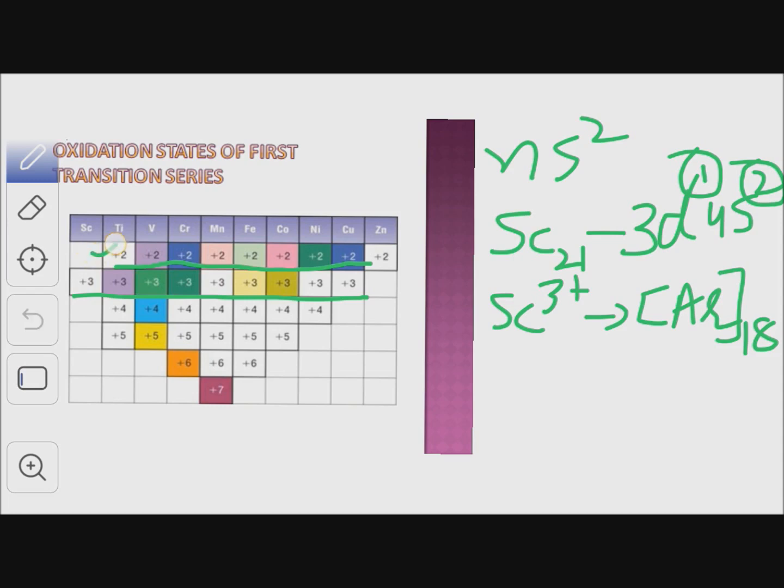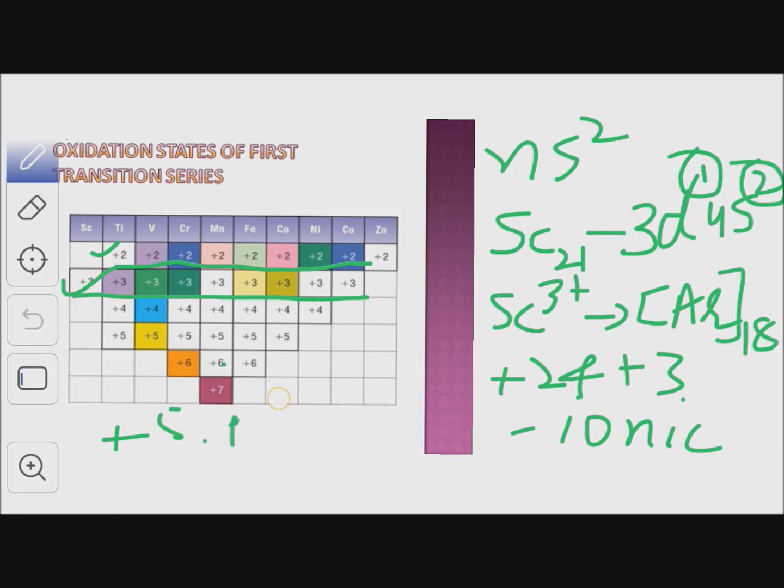In the +2 state and in the +3 state, meaning in lower oxidation states, transition elements form ionic compounds, and in higher oxidation states like +4, +5, +6 and +7, they form covalent bonds. In +2 and +3, they form ionic compounds, and in +5, +6, +7, they form covalent compounds.